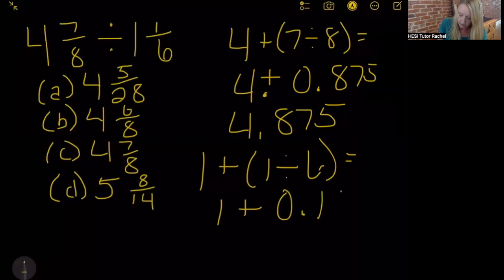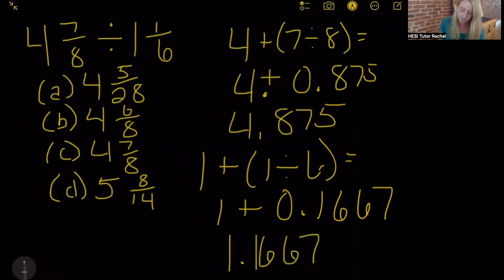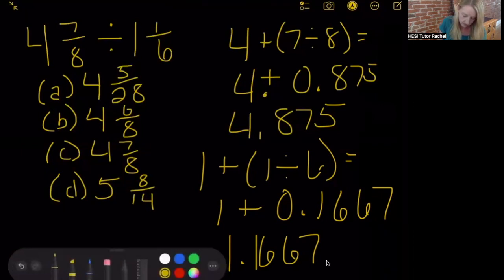So in that case, that becomes 0.1667. I'm not sure if I said that right. In the second step there, it's 1 plus 0.1667, and then that becomes 1.1667. Okay, so now we need to divide them. If we convert them to decimals, then we can just put them into the calculator.